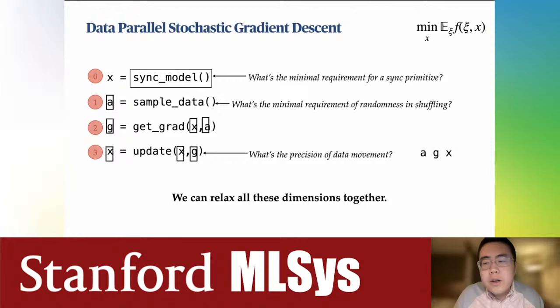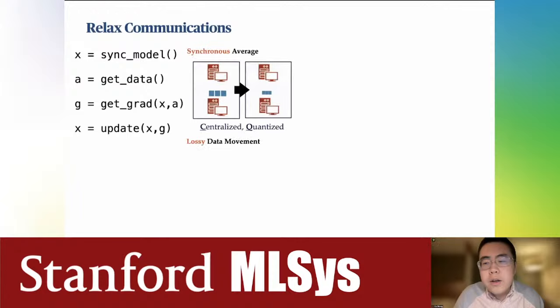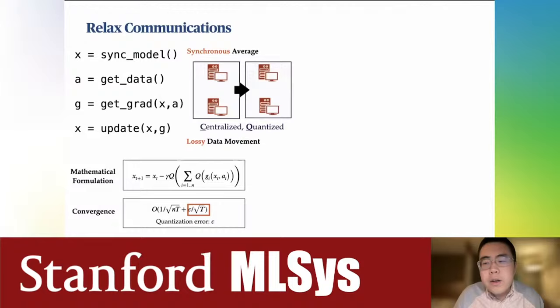For example, you can relax the precision of data movement. You can send a low precision representation of the data. Mathematically, it introduces a very small term in the convergence, but on the other hand, you can decrease the requirement on bandwidth really significantly.